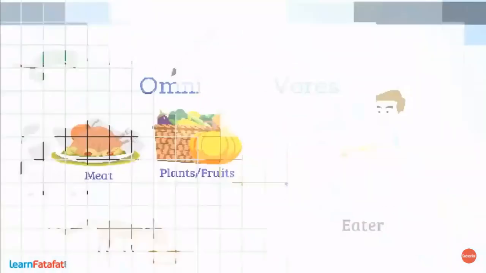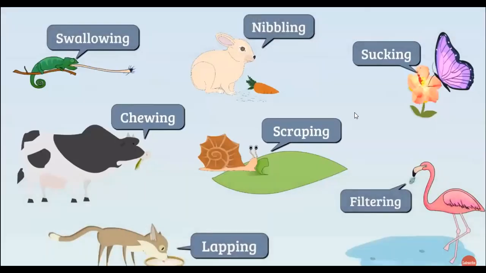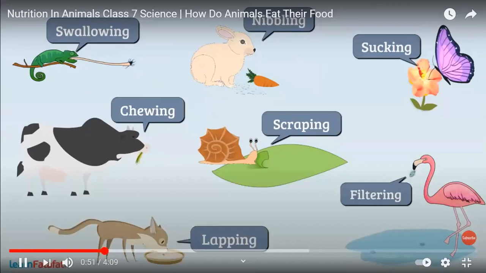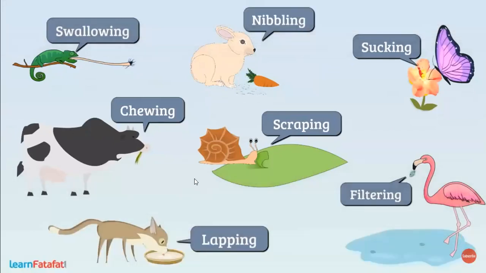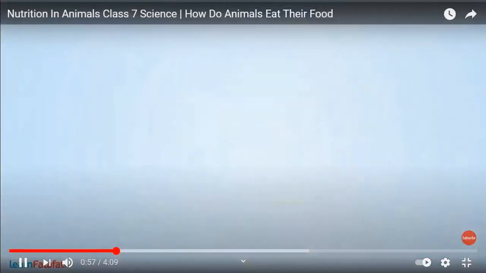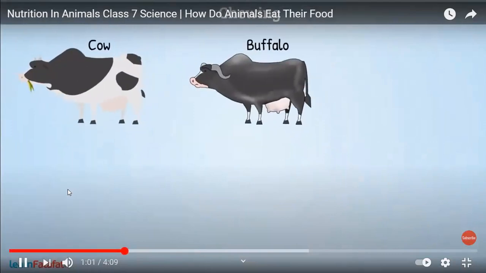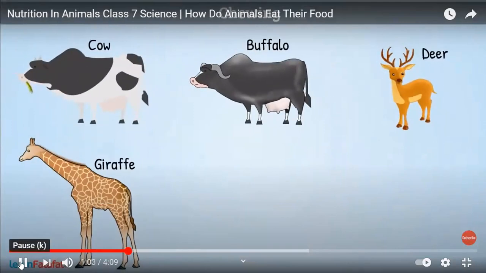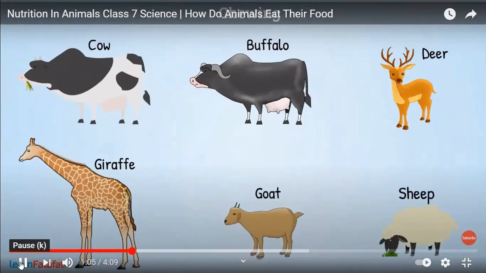They also have different ways of eating their food. In this video, we will talk about different ways with which animals eat their food. Chewing. Animals such as cow, buffalo, deer, giraffe, goat, sheep, etc. chew the cud.